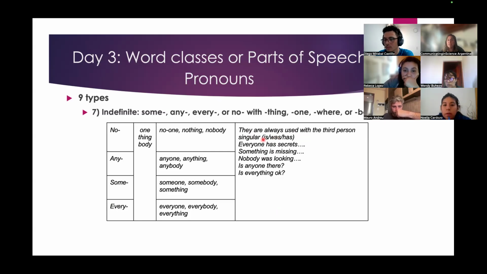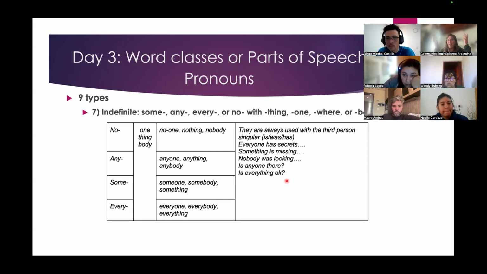Anybody is, anything there? I can never use them with the plural verb. Here you have some examples. Everyone has secrets. Something is missing. Nobody was looking. Is anyone there? Is everything okay?